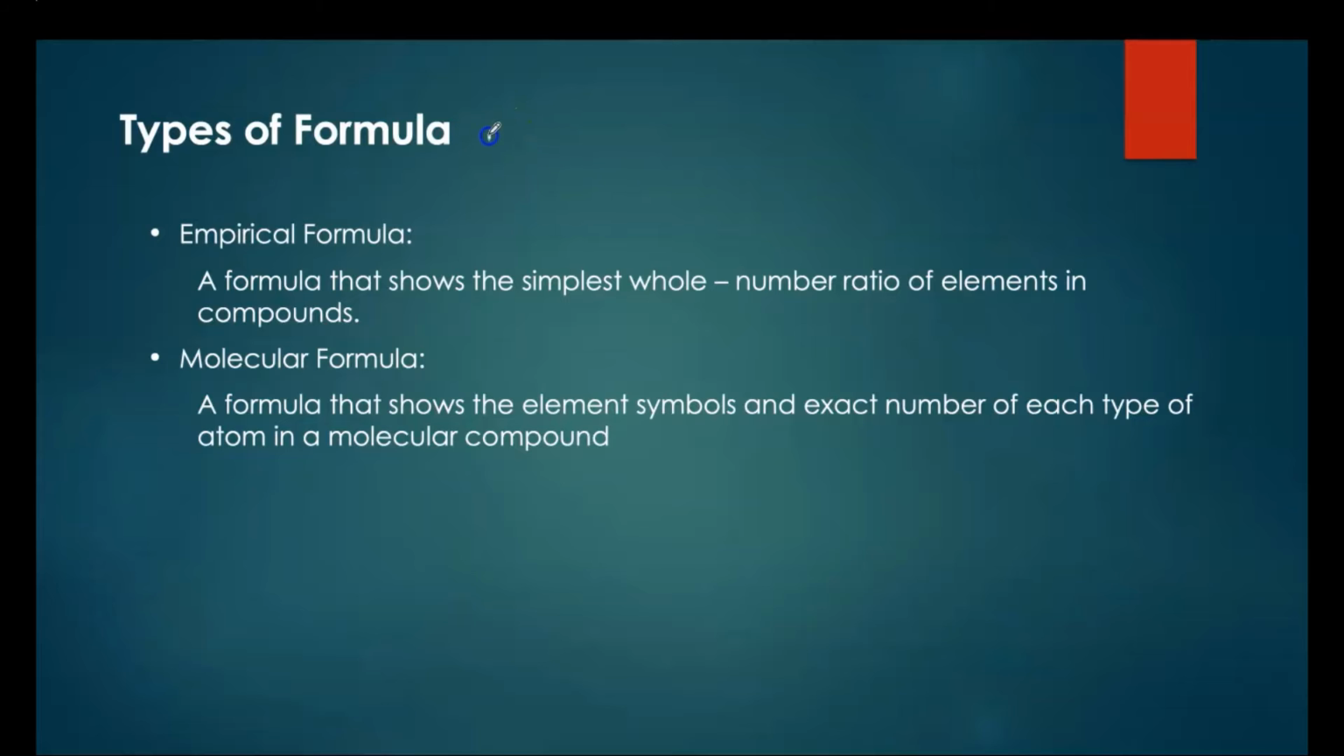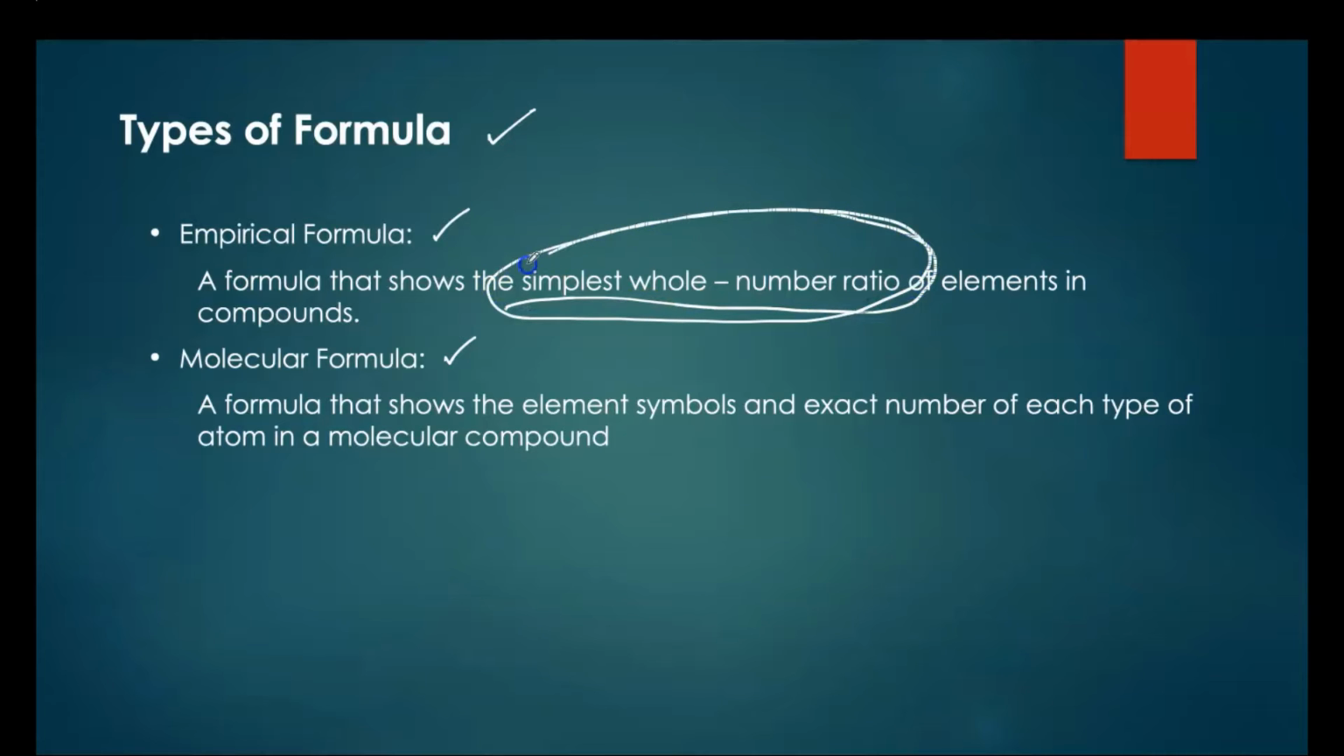Okay, so let's talk about the types of the formula. There are two types of the formula. First one is the empirical formula, and second one is the molecular formula. So a formula that shows the simplest whole number ratio. Okay, this part is important. The simplest whole number ratio is called an empirical formula.